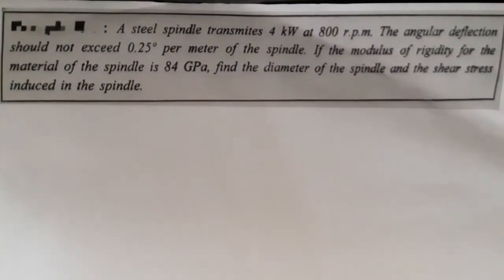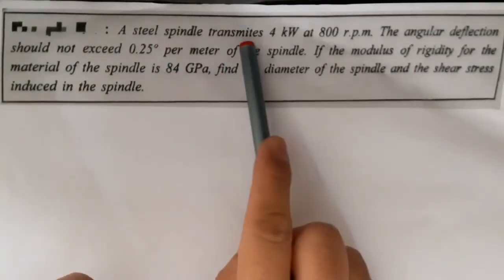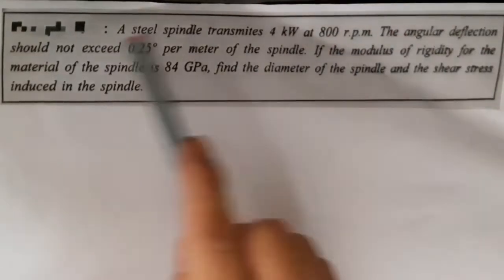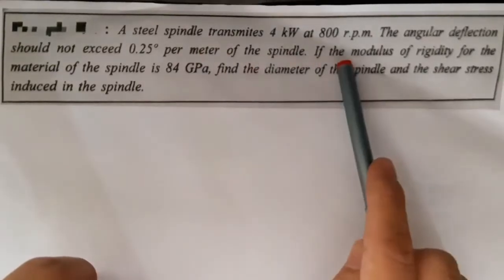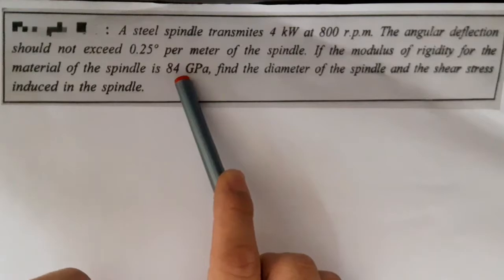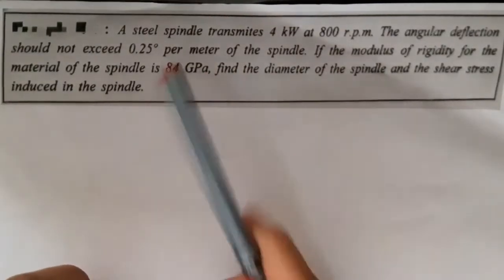In the previous video we discussed the different theories of shaft design. Today we will discuss the numericals on the shaft. The first numerical is: a steel spindle transmits 4 kilowatt at 800 rpm. The angular deflection should not exceed 0.25 degree per meter of the spindle. If the modulus of rigidity for the material of the spindle is 84 gigapascal, find the diameter of the spindle and the shear stress induced in the spindle.